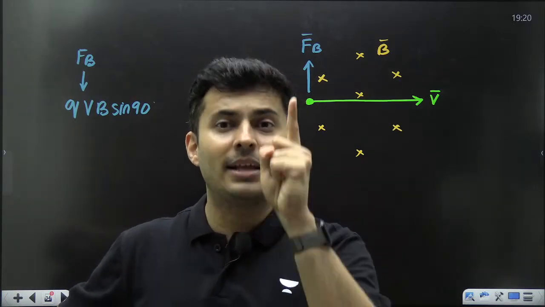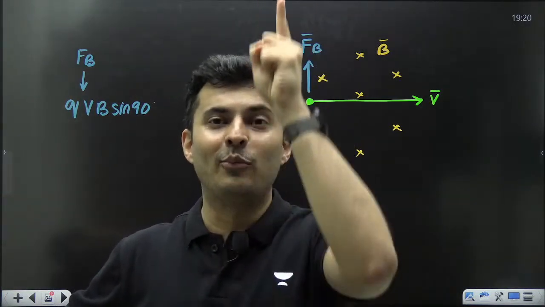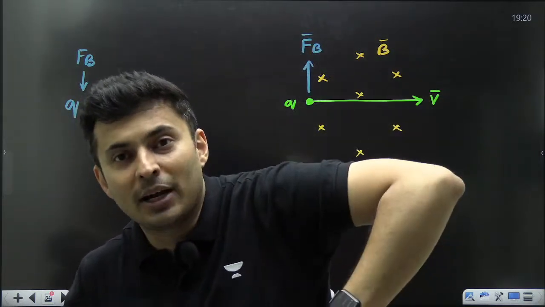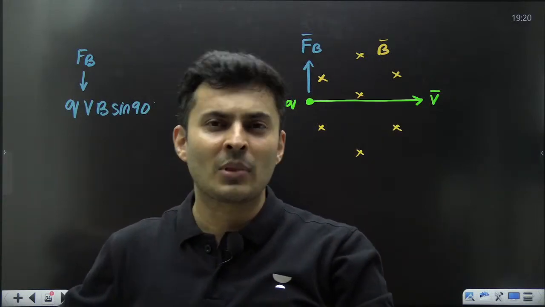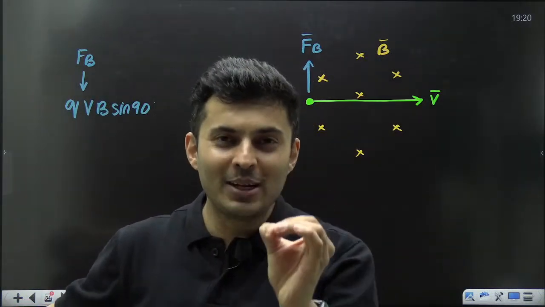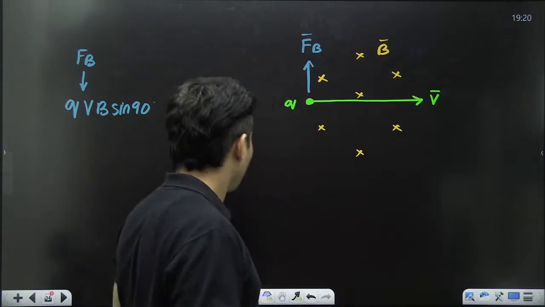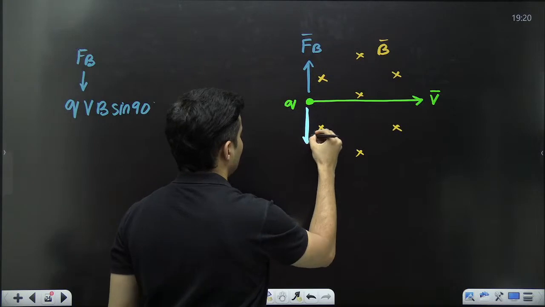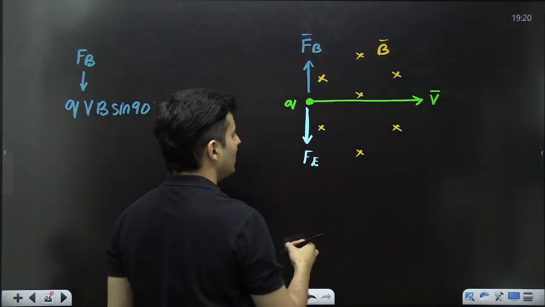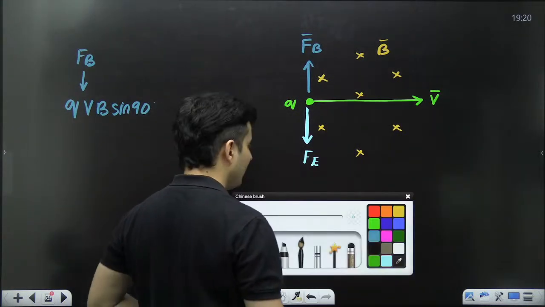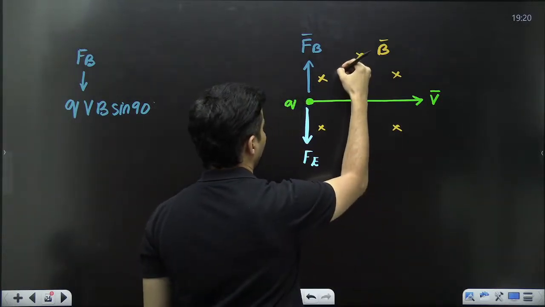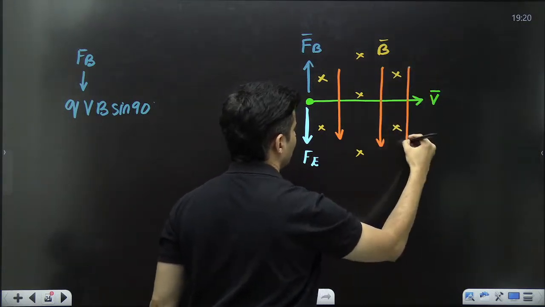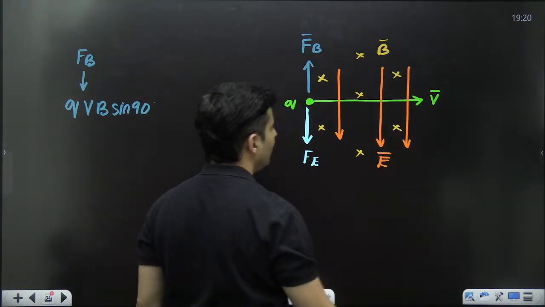So if there is a magnetic force in the upward direction, I want to cancel it out. So I will apply an equal and opposite force in the downward direction. Who will give that force? Obviously the electric field. So I will apply one more force like this. This will be the electric field force, and this will come because of the electric field. That means my electric field must be in this particular direction. This is the direction of the electric field.